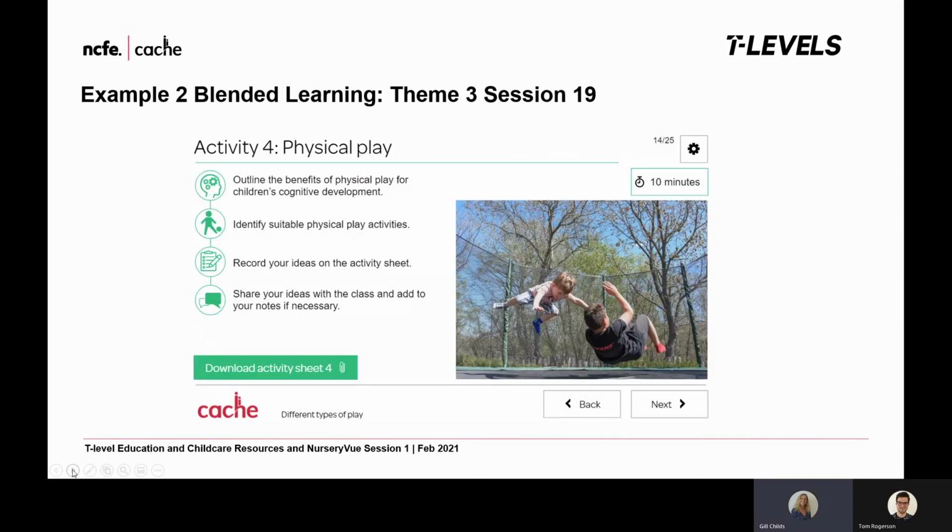So for this adaptation, we are going to look at activity 4, physical play, and students will work in small groups or pairs to identify the benefits of physical play for children's cognitive development and to outline suitable physical play activities. There is an interactive PDF activity sheet that accompanies this activity, and students can use this to record their notes from NurseryVue. So using NurseryVue hazards indoors and outdoors is an excellent way of setting the scene of an outdoor play environment and the benefits of suitable physical play activities.